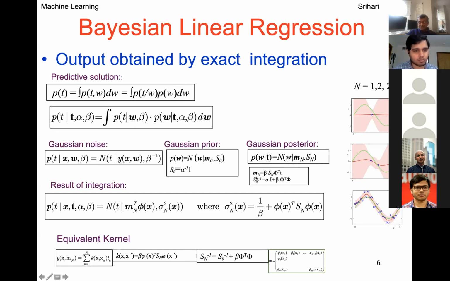M_N is based on the data set. It's got all these terms, with the design matrix coming into play here. And S_N inverse, similar to S naught, is also coming into play, and the design matrix as well, and so on. So P(W) is going to play a role, as the prior and as the posterior.